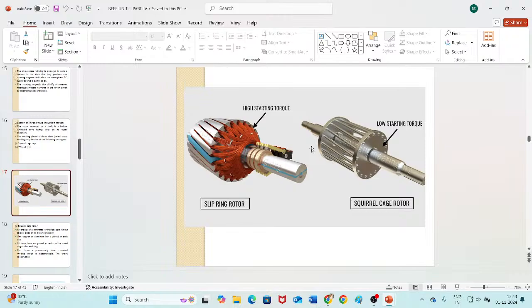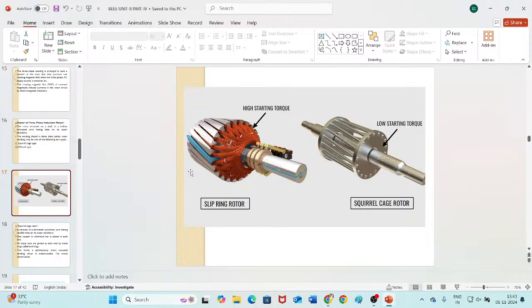Now let us see the rotor of the three-phase induction motor. The rotor is usually mounted on the shaft, so you can see a rod here. It is a hollow laminated core having slots on its outer periphery. Slots are just holes in which conductors can be placed.